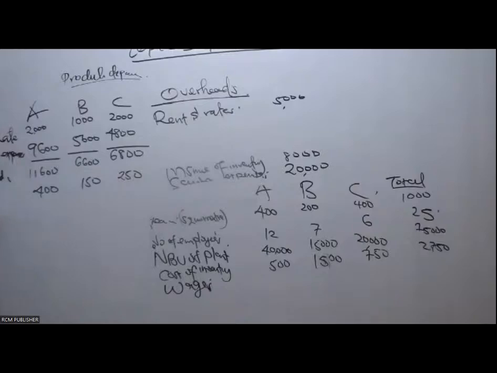So let us now get the cost per unit of output. My good student should give me this 11,600 divided by 400.